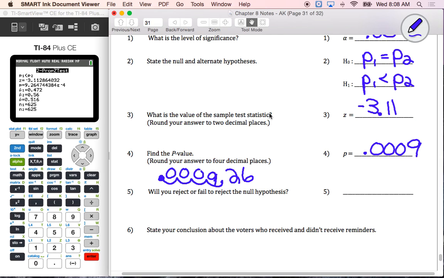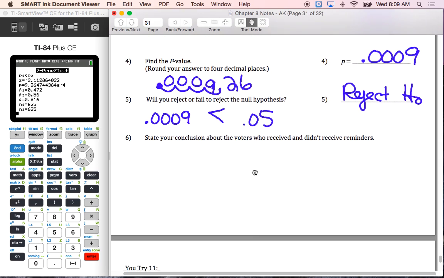Be careful when you have the e's. If you give me an e in your answer, you're not going to get all your points. So make sure you turn it into the decimal form. So now I've got my p-value, I got my alpha, and we are less than. So we're going to reject the null. So we're going to write our sentence.